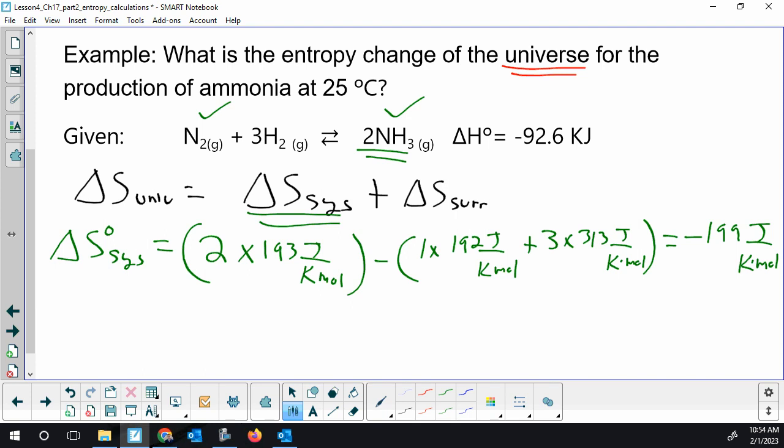We got a negative number. Okay, we're saying entropy is decreasing. So it's always worth looking at your equation, seeing if that makes sense. We've got all gases again, so we're not looking at phase changes. We've got 1 and 3, so 4 units of gas becoming 2 units of gas. Does that make any sense with a negative change in entropy? Yeah, we've got fewer gas phase molecules, so that makes sense.